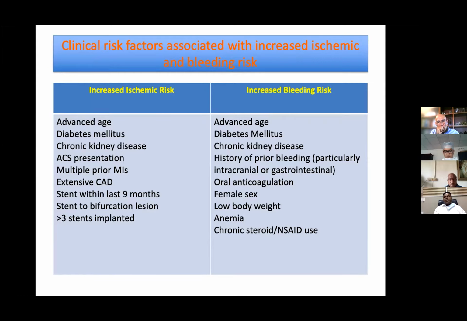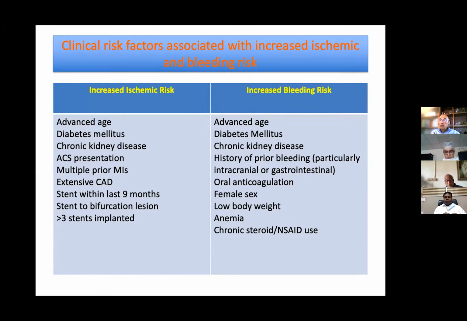So when you look at the patient, we have to determine how to choose your antiplatelet therapy. You have to determine whether there is increased ischemic risk or increased bleeding risk. Some factors, like advanced diabetes and CKD, carry both increased ischemic and bleeding risk. But pertinent to increased ischemic risk are ACS presentation, multi-vessel stenting, and complex interventions. For increased bleeding risk, you have female sex, low body weight, past history of bleeds, anemia, or steroid use.